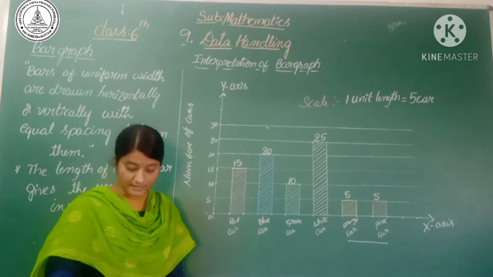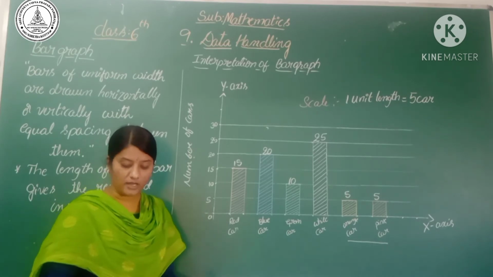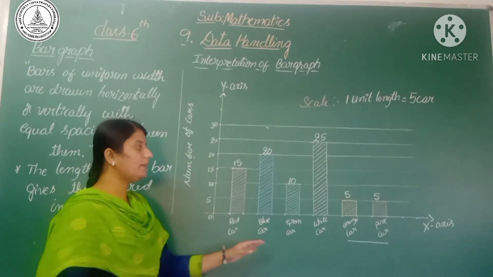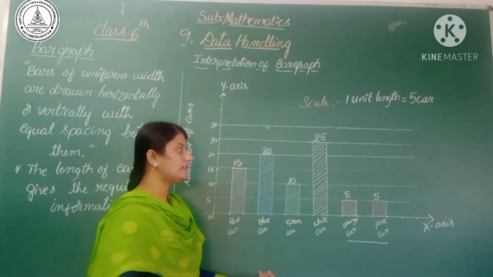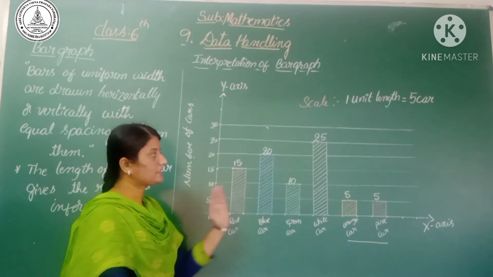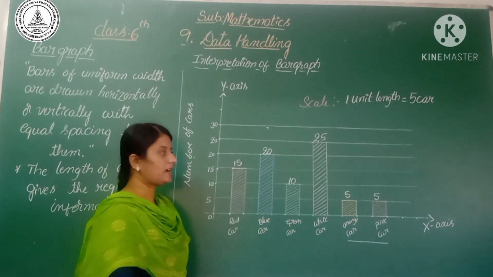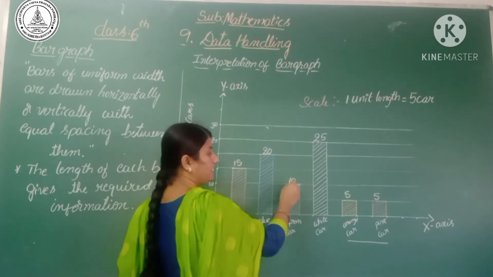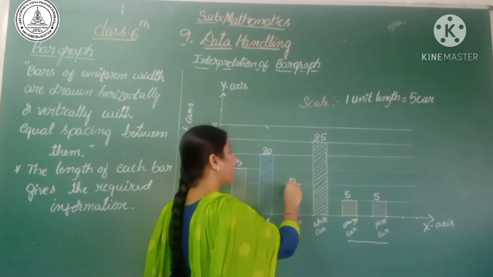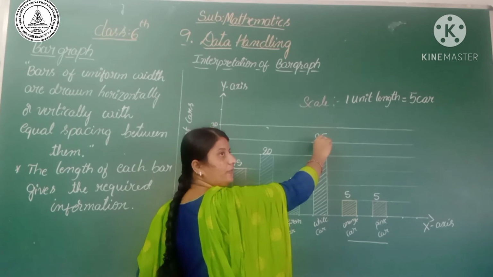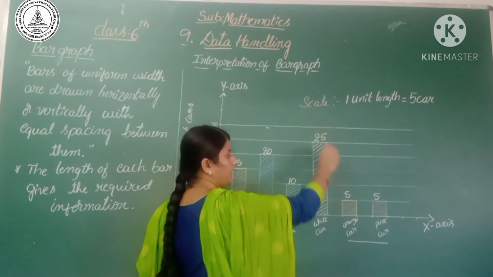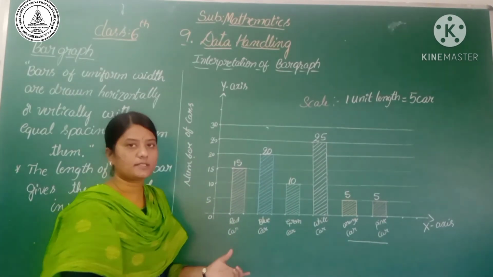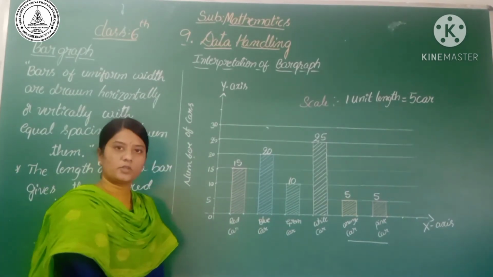Okay. Yes, then the next question: the total number of cars available in the society at present. How many cars are available in the society? Count the total number of cars. Count here: 15 plus 20 is 35, 35 plus 10 is 45, 45 plus 5 is 50, 60, 70, 75, 80. Totally 80 cars are available in the society.